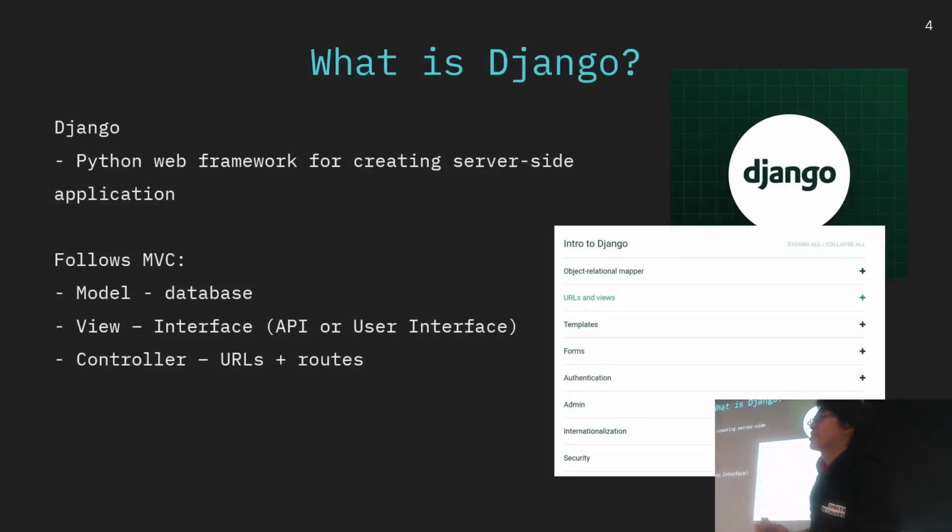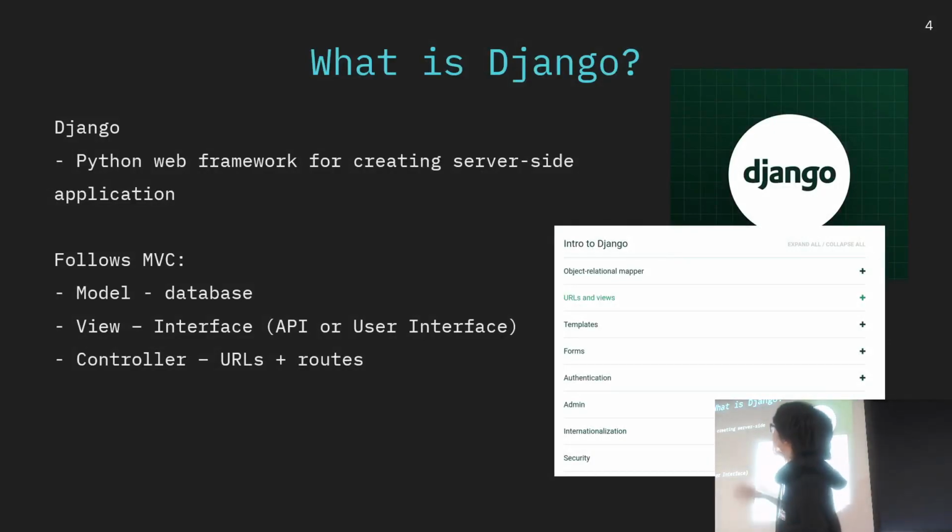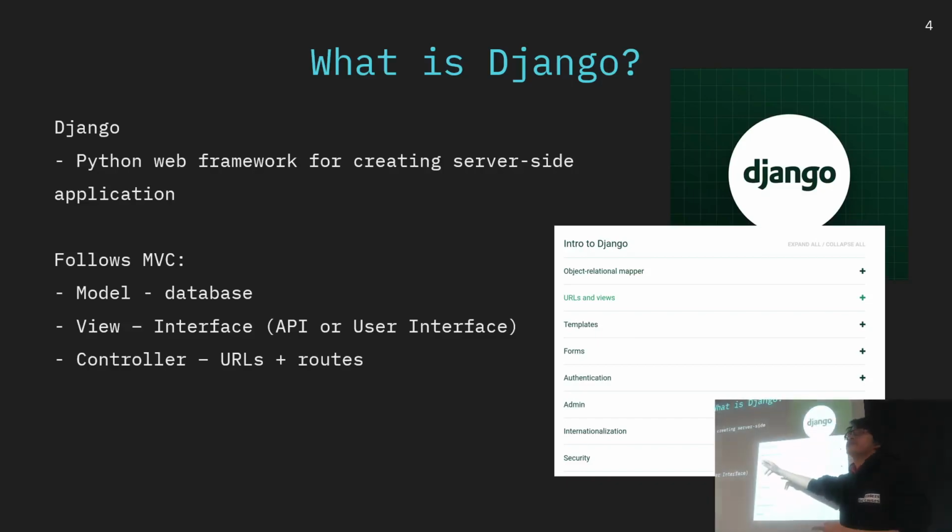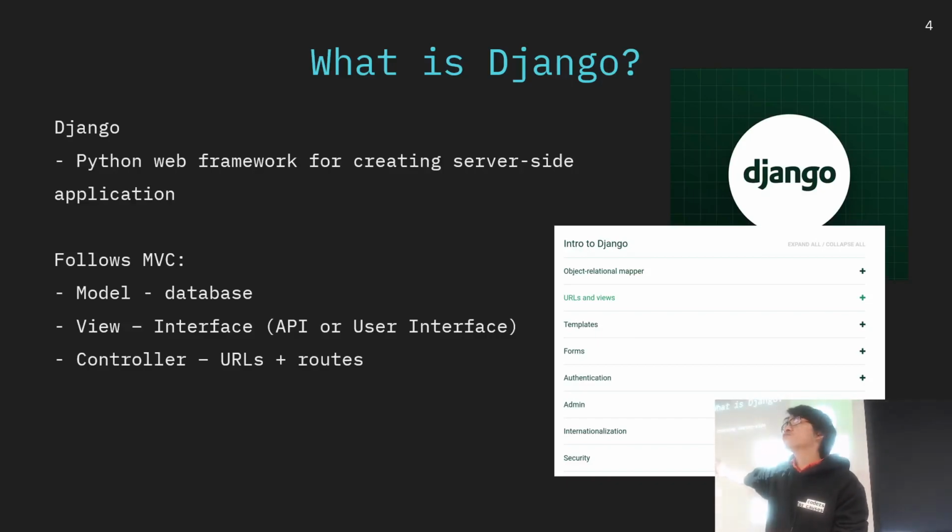Which brings us to the next slide. What is Django? So Django is a Python web framework for creating server-side applications. It follows what's called the MVC pattern that we covered in the previous workshop, which has a model which is connected to the database. Django in particular uses Django ORMs. So it connects your server-side application to the database.